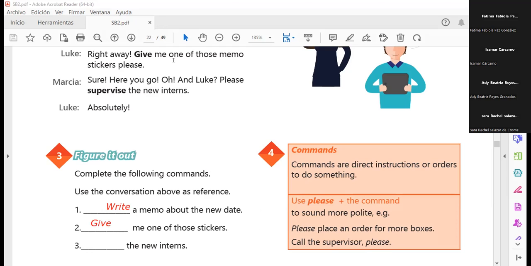Give. And the number three? Supervise the new interns. Supervise the new interns, porque de seguro están haciendo algo incorrecto, ¿va? Porque hasta donde yo sé son como aprendices, ¿va? Okay.